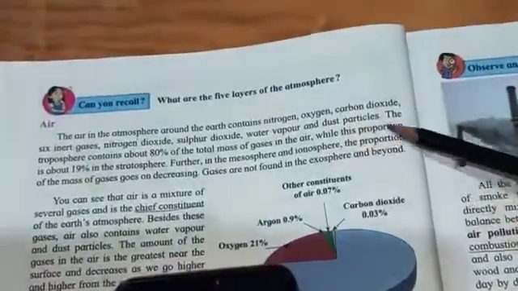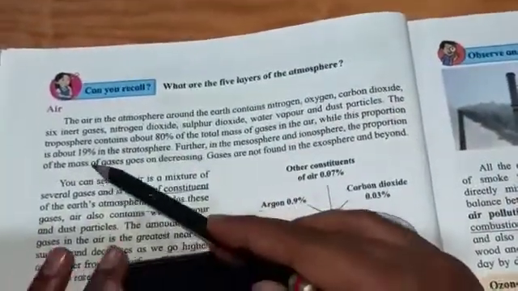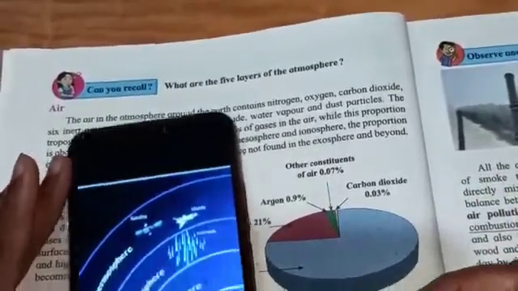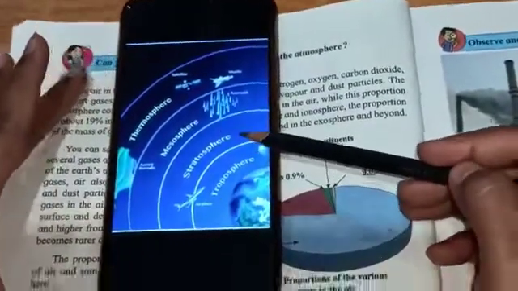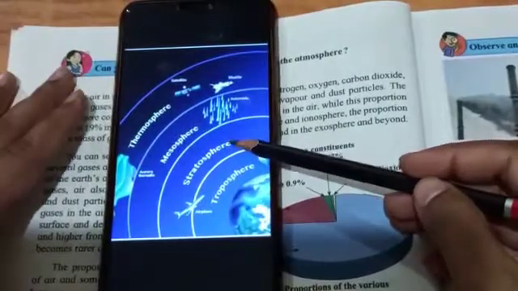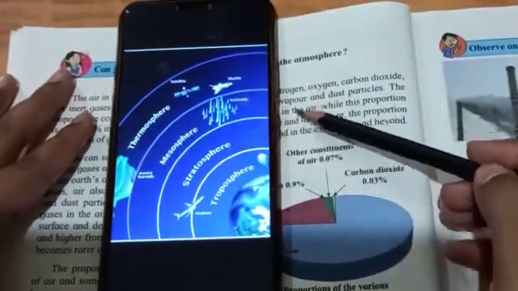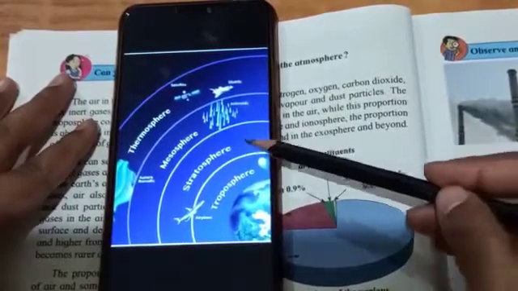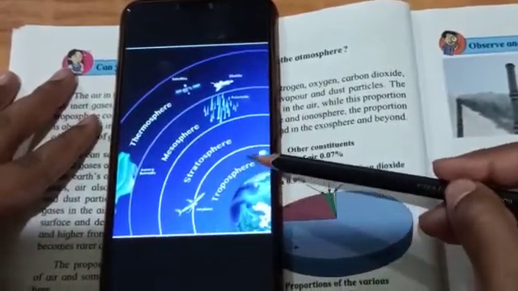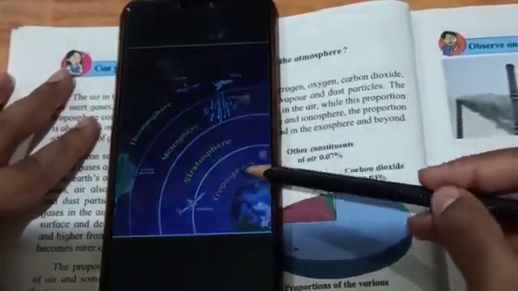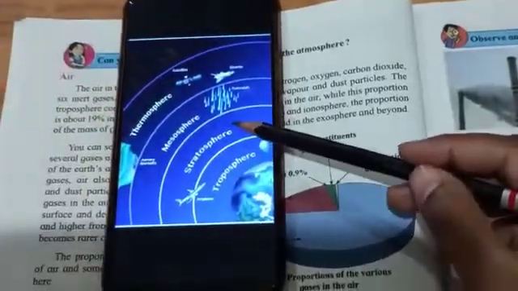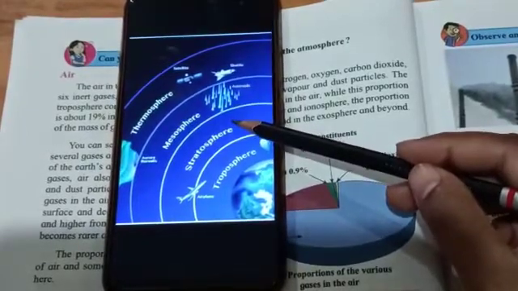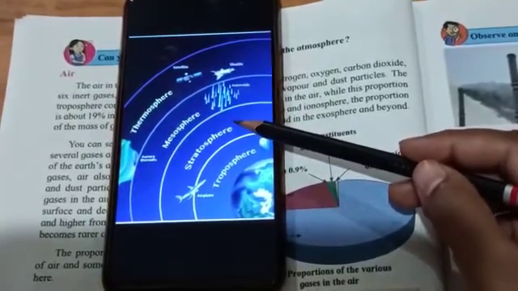Alright, while this proportion is about 19% in the stratosphere. Okay, this is stratosphere, which comes after the troposphere, and it has only 19% of all these gases. Okay, in troposphere the mass of these gases is about 80%, and as we go to stratosphere it becomes only 19%.